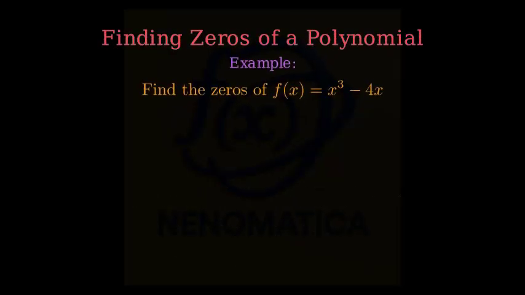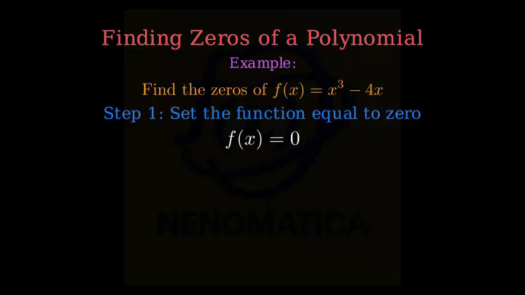In this example, we'll find the zeros of the function f of x equals x cubed minus 4x. We'll follow a clean four-step process. Set the function to 0, substitute, factor, and then solve. Step 1. To find where the function crosses the x-axis, set f of x equal to 0.